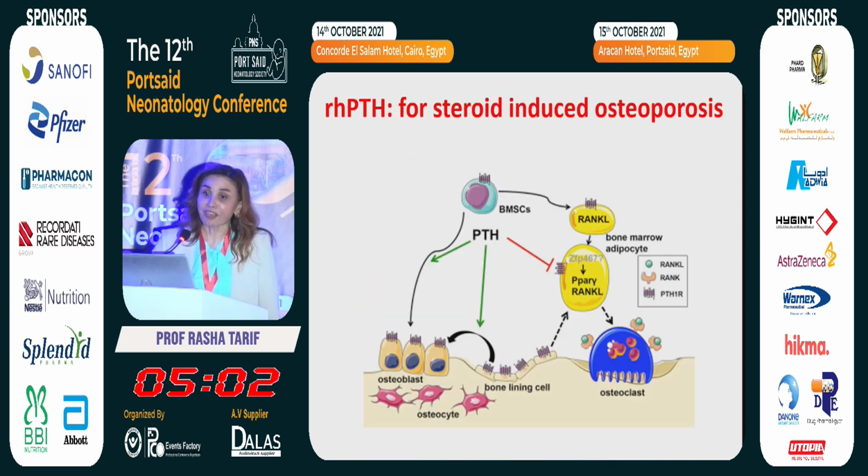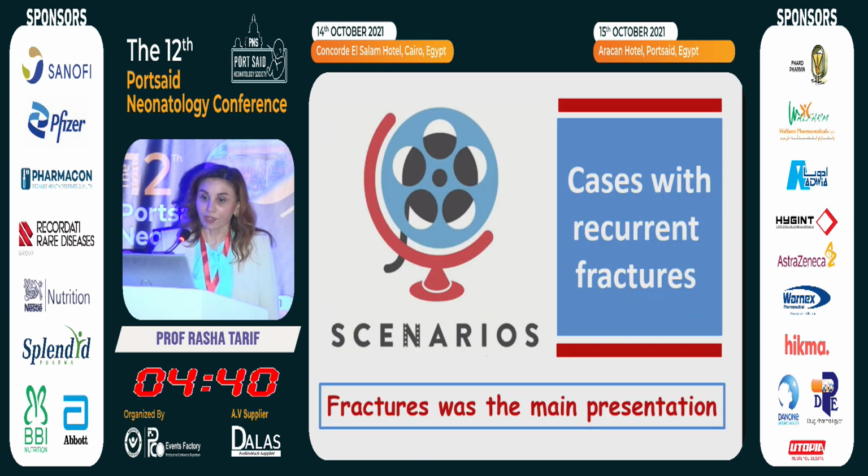Another thing is recombinant parathyroid hormone for steroid-induced osteoporosis. It's not available in Egypt, but hoping that it will be available soon, and it has got good results and a lot of research on it abroad. It blocks RANKL. Again, it decreases osteoclastic activity, decreasing the bone resorption, and stimulates the osteoblast as well.